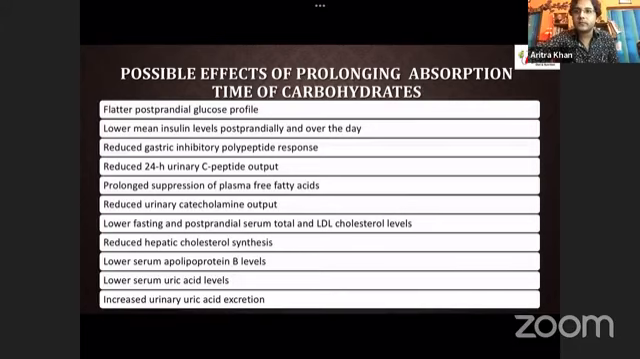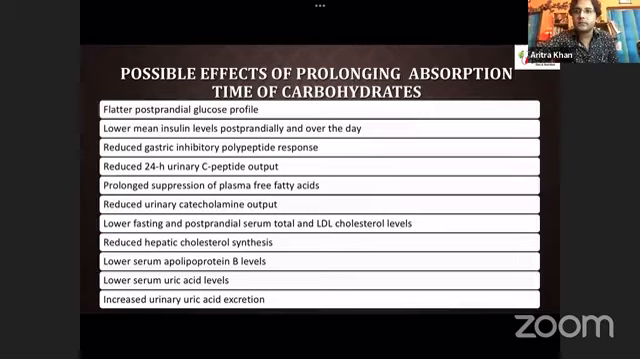So C peptide is basically an enzymatic test. We can see how insulin is functioning. If C peptide is low, basically insulin resistance. If C peptide is high, insulin works smoothly. Reduce urinary catecholamine output, lower fasting and postprandial serum total and LDL cholesterol levels. Already I have discussed reduced hepatic cholesterol synthesis.